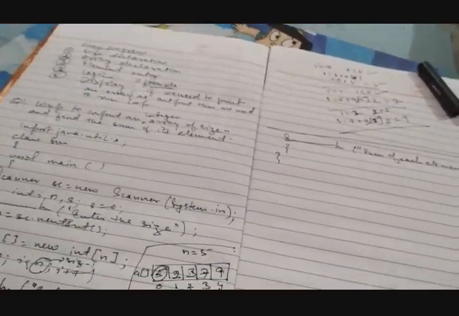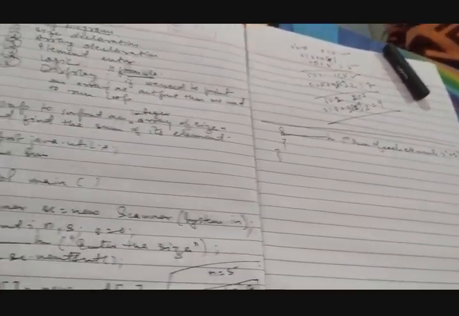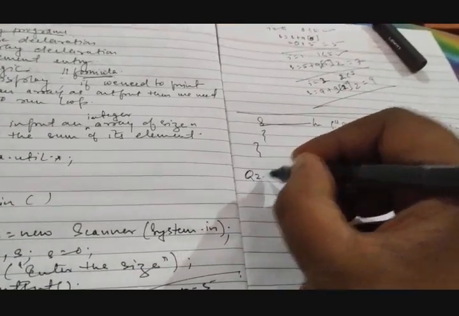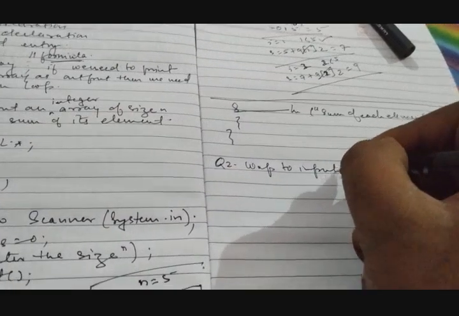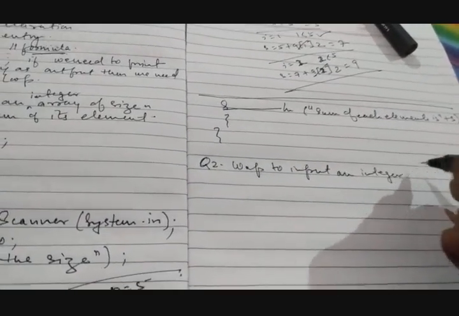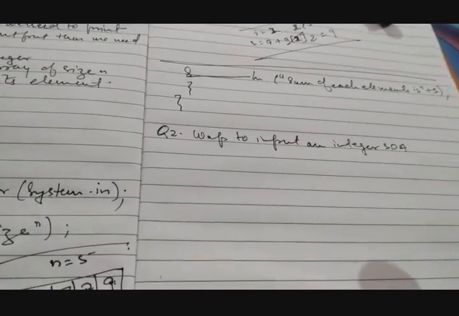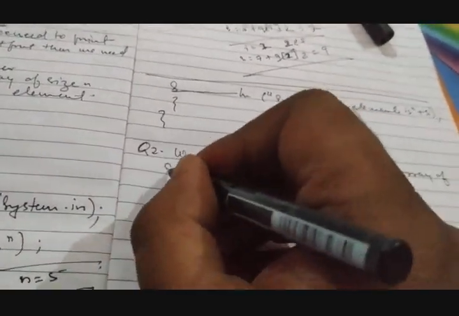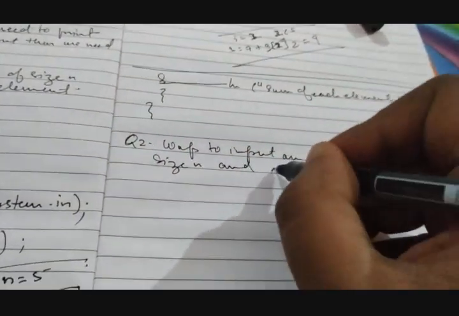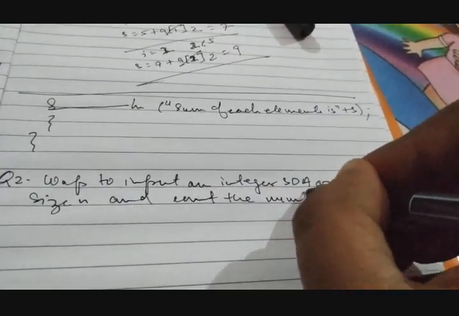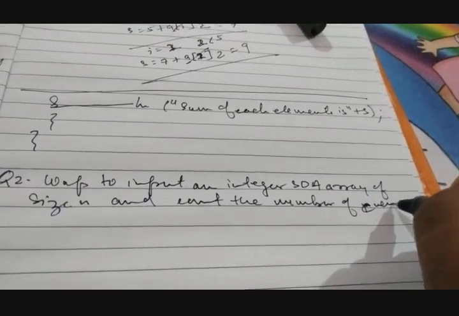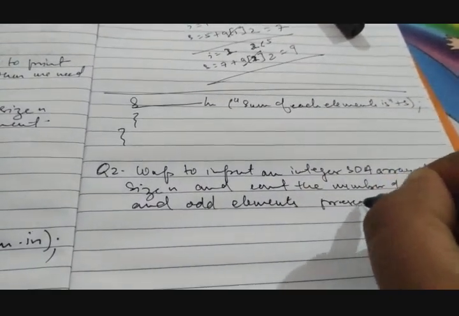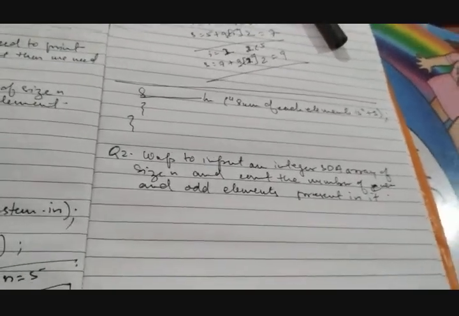Now one more question we will go with: count the number of even and odd elements present in an array. Okay, so question 2: write a program to input an integer single dimensional array. Right, since we are studying single dimension here, you should always understand that it is a single dimensional array of size n, and count the number of even and odd elements present in it. We need to count the number of even and odd elements present in it.